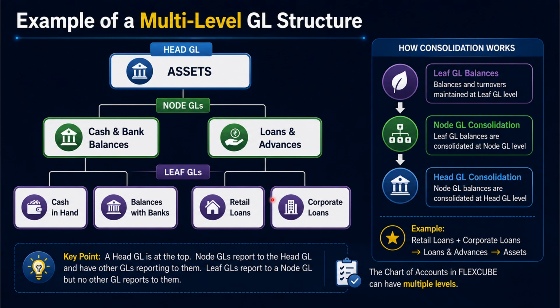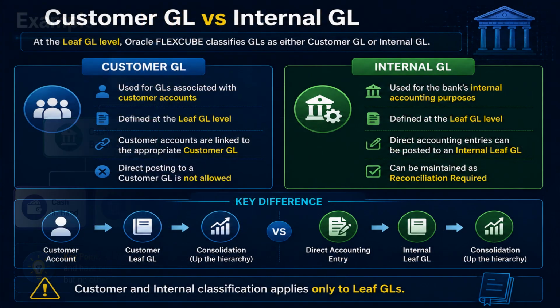The balances and turnovers maintained at the lower levels are consolidated upward through the GL hierarchy. For example, balances represented under retail loans and corporate loans contribute to the loans and advances level, which in turn forms part of the overall assets hierarchy. This is how a multi-level chart of accounts helps the bank organize detailed accounting information while still providing consolidated information at higher levels. At the leaf GL level, Oracle FLEXCUBE distinguishes between customer GLs and internal GLs.